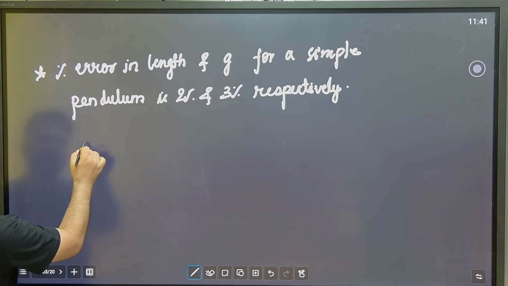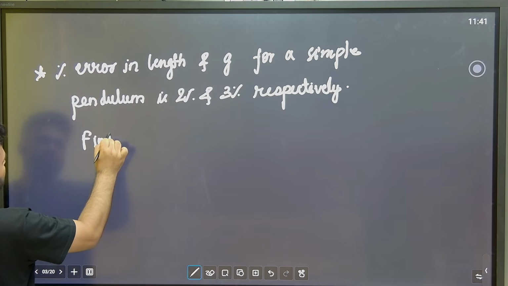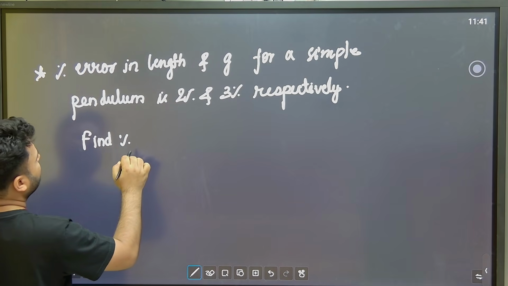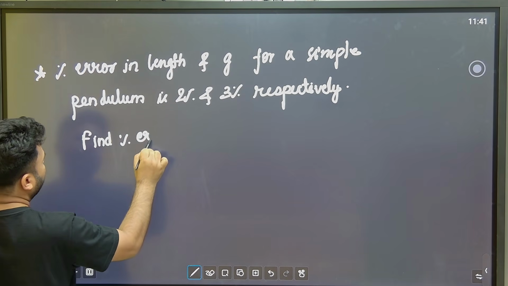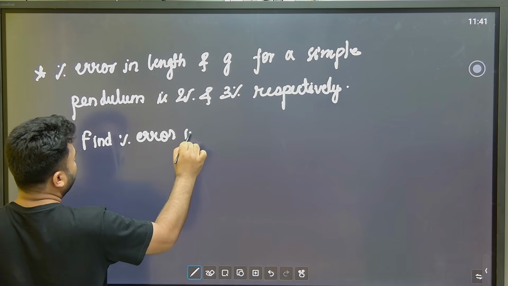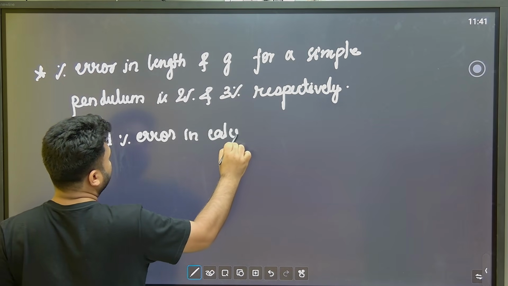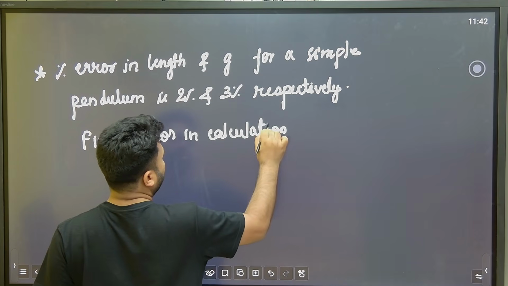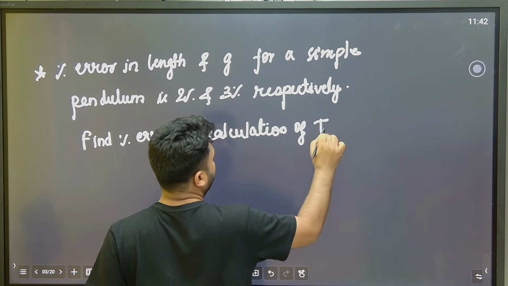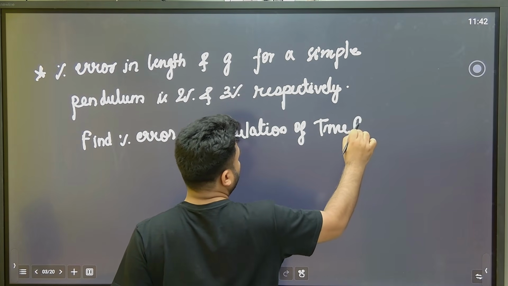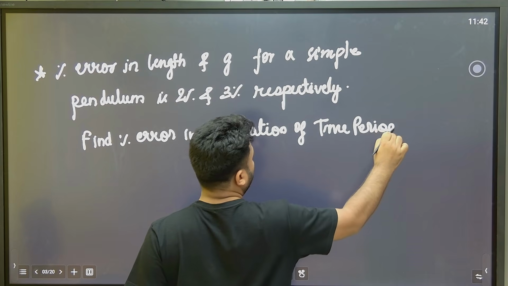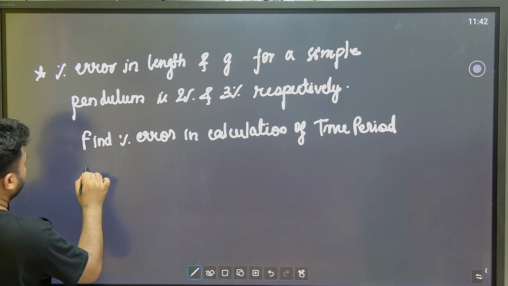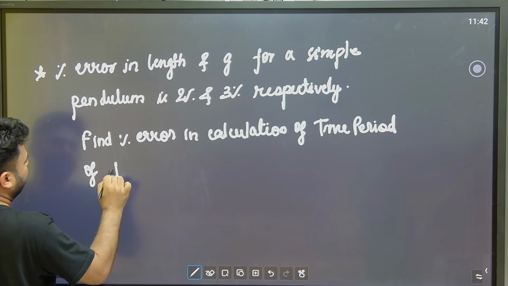They're asking, find percentage error in calculation of time period of this pendulum.